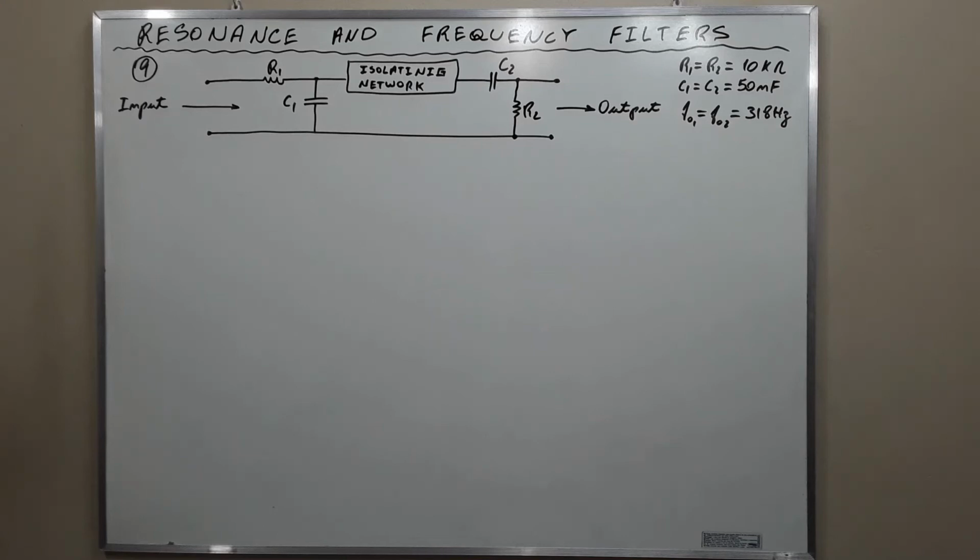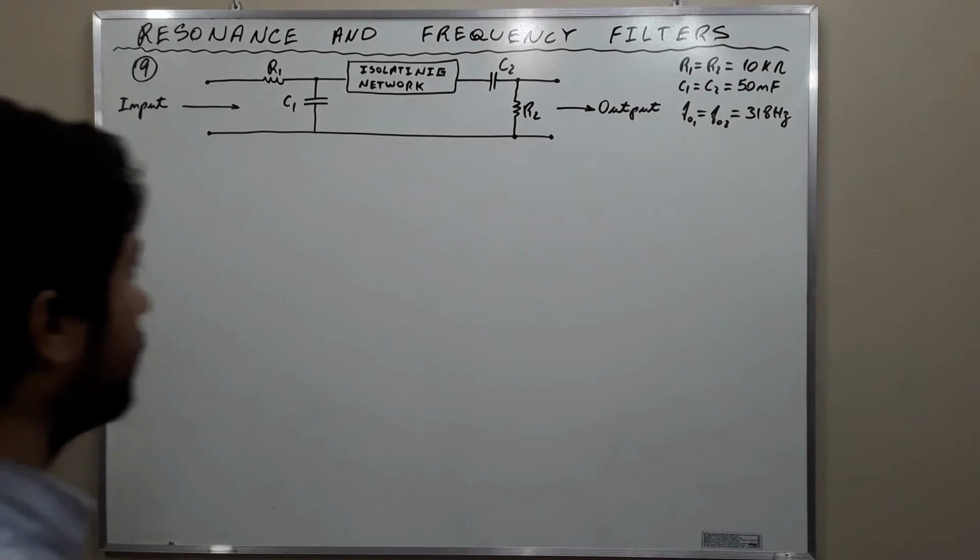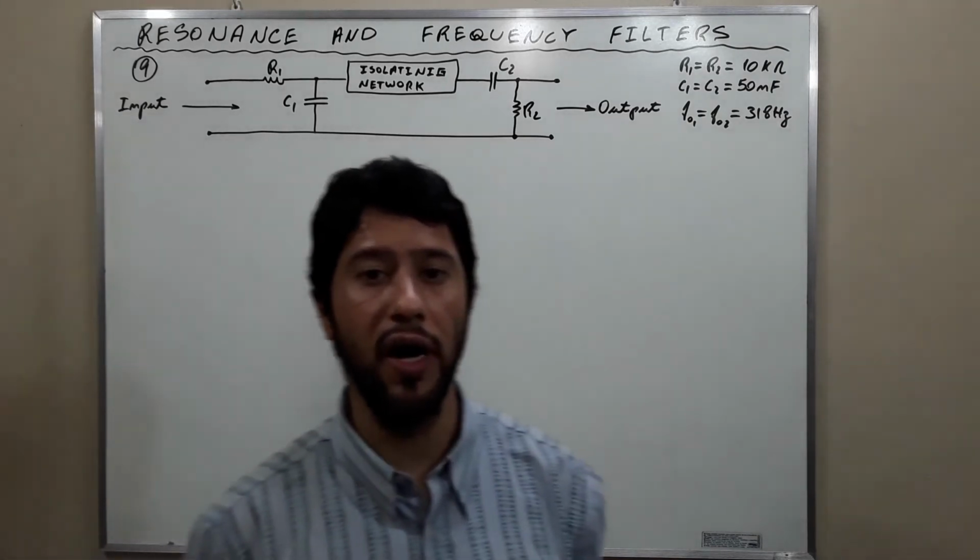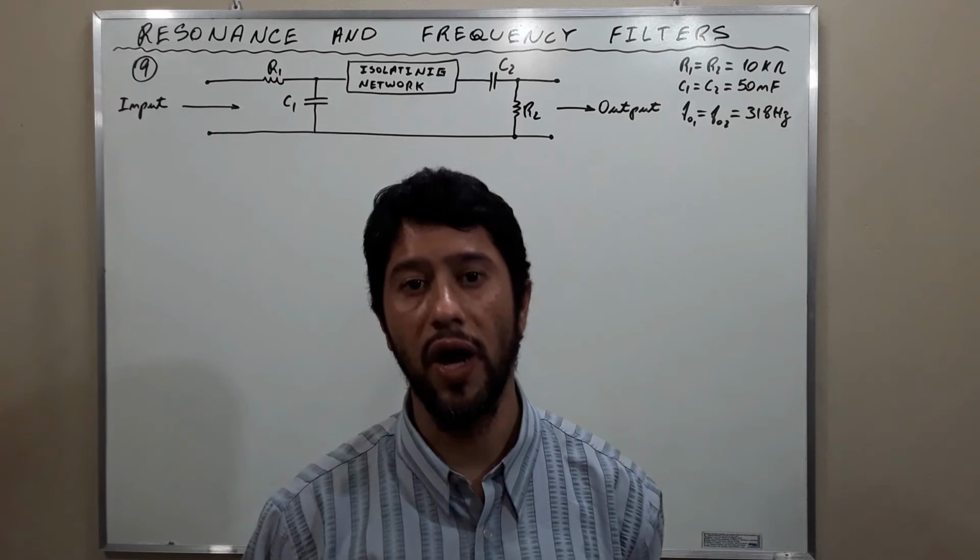The isolating network prevents R2 and C2 from loading R1 and C1 and backwards signals. The combination R1C1 and R2C2 acts as a band pass filter because all frequencies significantly above and below 318 Hz are attenuated. Okay, my friends, this is all for exercise 9. Let's go to exercise 10.